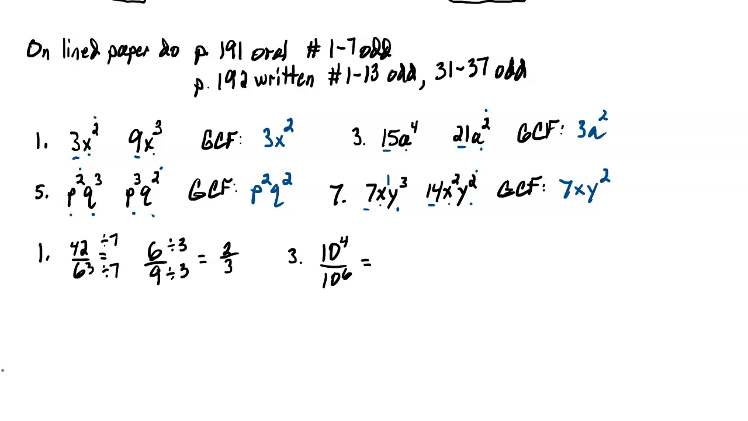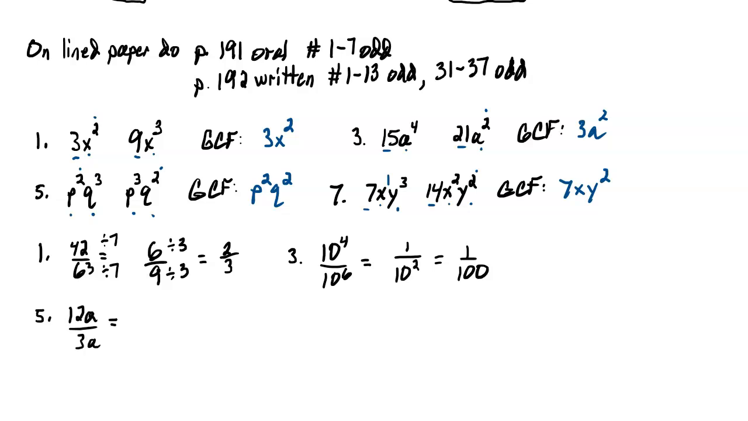I'm going to apply the rule. There are more tens in the bottom, so when I get done canceling, I'm going to have any excess tens in the bottom. 6 take away 4 makes 2. The answer is 1 over 10 squared. If you want to, you can say 1 over 100.